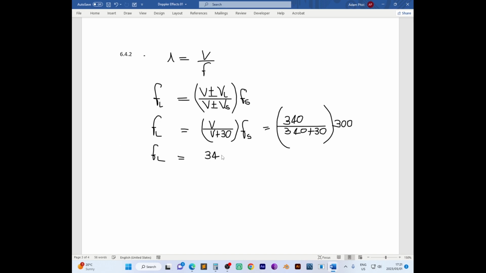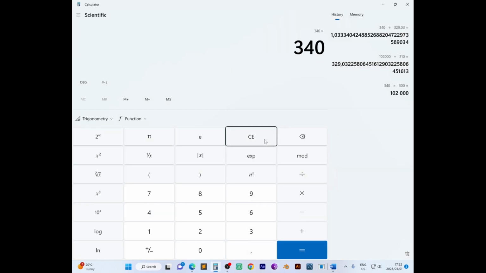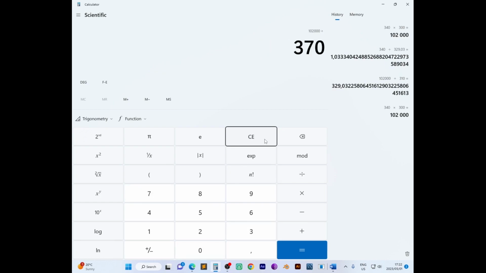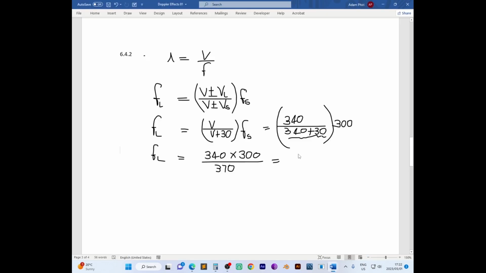So we simplify once again. You can see that it's 340 times 300 all over 340 plus 30, which is 370. And for our answer, we can go to the computer and calculate that, divide by 370. So we found it's 275.68 as our final answer.